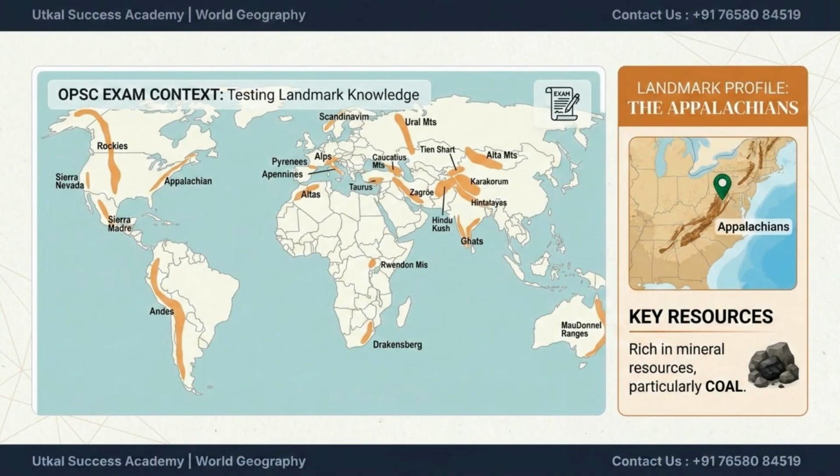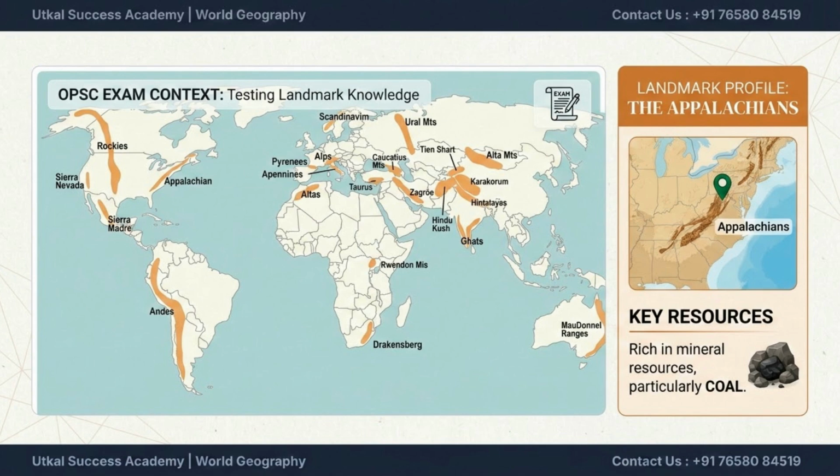Now, this picture shows the major mountain ranges of the world, such as the Rockies, Andes, Alps, Himalayas, and Appalachians. It especially highlights the Appalachian Mountains of North America, which are rich in mineral resources, particularly coal.